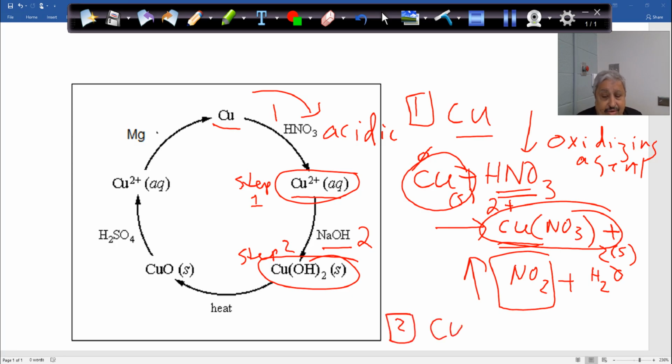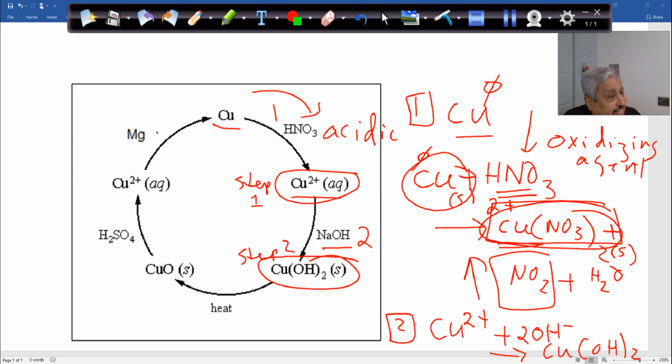We have copper now, not copper 0 as element, solid. We have copper 2 in copper nitrate. In this copper nitrate, I have copper 2. I will add to it sodium hydroxide. The sodium is a spectator ion. We are not interested in it. The reaction is between copper 2 and hydroxide. I get copper hydroxide, which looks very gelatinous, a solid.